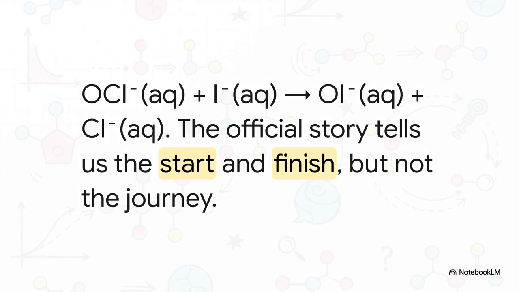So here it is. You've got hypochlorite reacting with iodide, and boom, you get hypoiodite and chloride. Seems simple enough. Two things go in, two things come out. This balanced equation is kind of like the official story. It tells us the beginning and the end. But it tells us absolutely nothing about the journey, how we actually get from point A to point B.